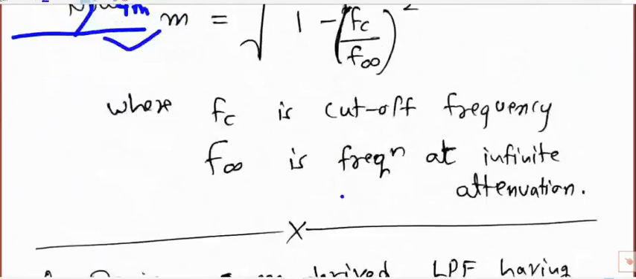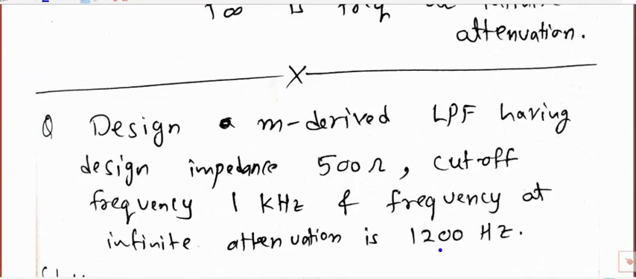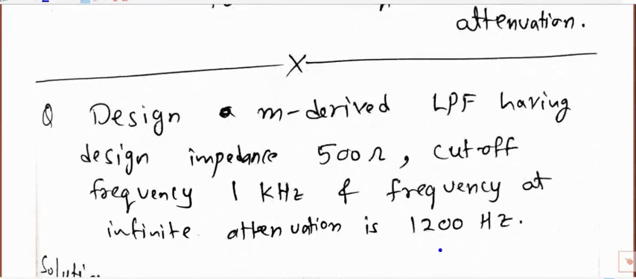Okay. F infinity is the frequency at infinite attenuation. Okay, the question is, design an M-derived low pass filter having design impedance 500 ohm, cutoff frequency 1 kilohertz, and frequency at infinite attenuation is 1200 hertz. Okay, so what is the formula for M?